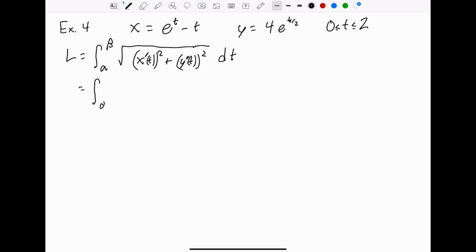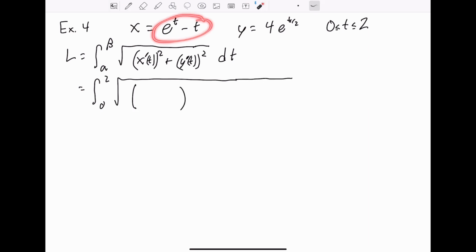So we have 0 and 2 for the limits of integration, and then we take the square root and we want to square the x derivative. So the x derivative, take the derivative of e to the t, that's still e to the t. The derivative of negative t is just minus 1. We're squaring this, and then we add the derivative of the y function squared.